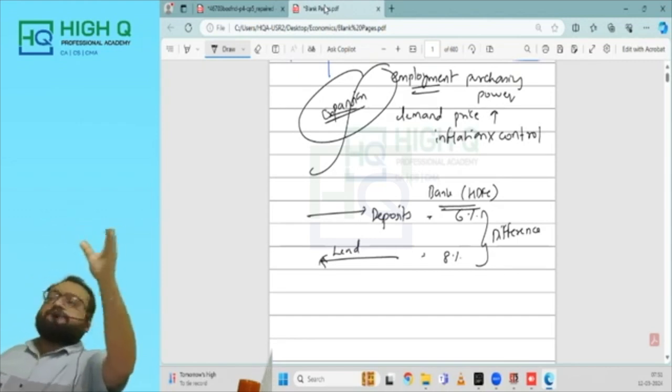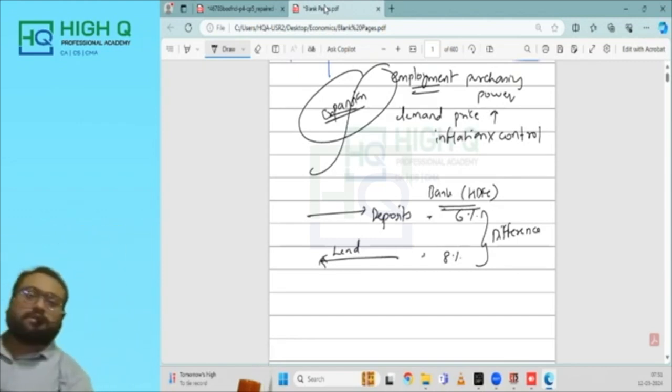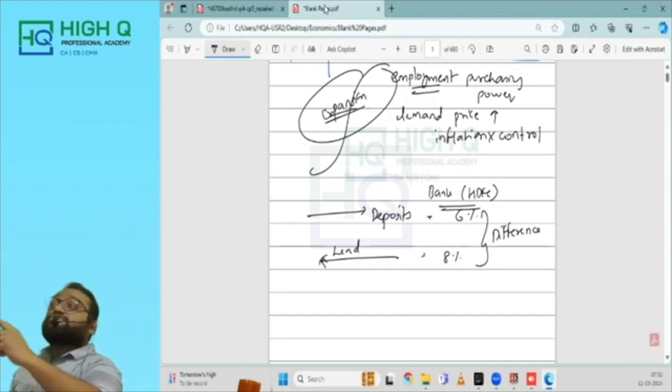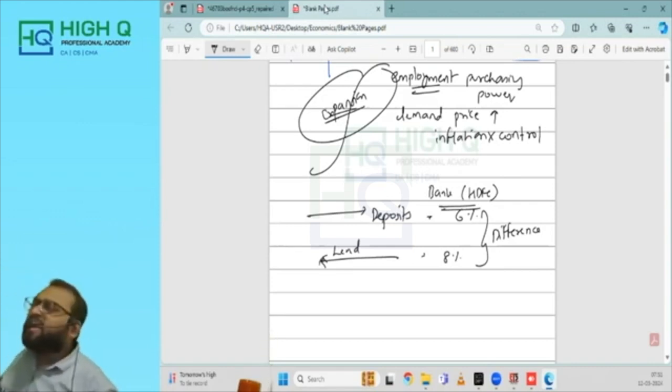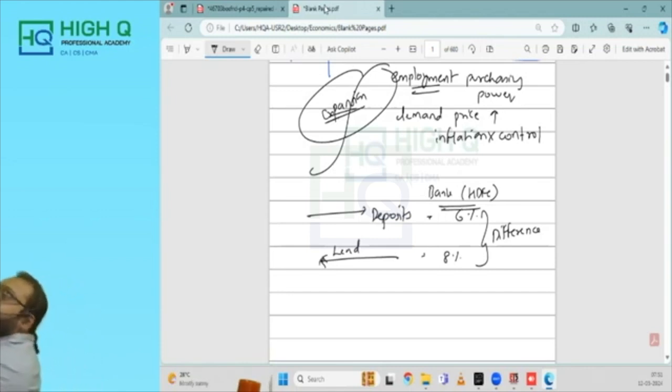They give zero interest on deposit. They charge interest on deposit. Means if you keep money in the bank, they won't give you interest. They will charge.